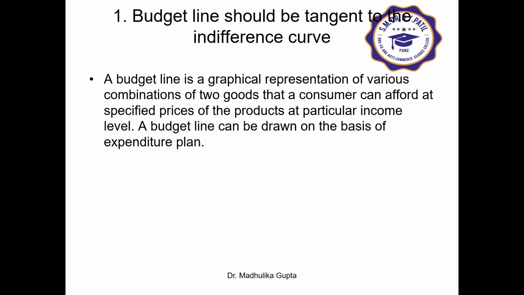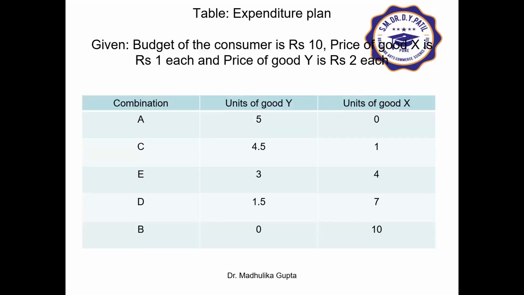So here, the table given below is an example of an expenditure plan, and the graph that follows is its presentation on a graph. So let's understand the table first. What is given here? The budget of the consumer is rupees 10. The price of good X is 1 each, and the price of good Y is 2 each. Remember the prices of goods, because we'll be calculating with them.